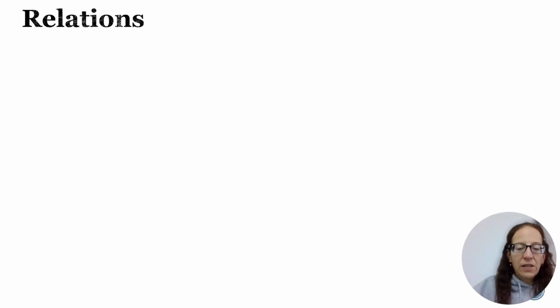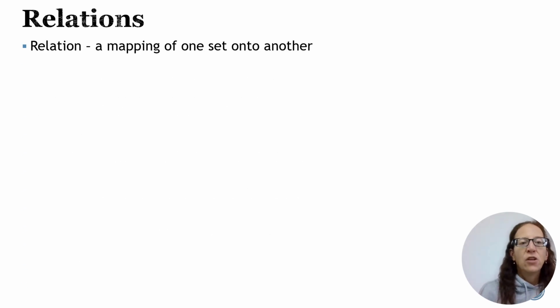So this leads us to the second concept of relations. Now that we've covered sets, and we've got the union and the intersection of sets, we're going to talk about the relationship between sets. A relation is essentially a mapping of one set onto another set. You start at one set, a starting point, and every element in that set goes over and maps onto an element in the second set.